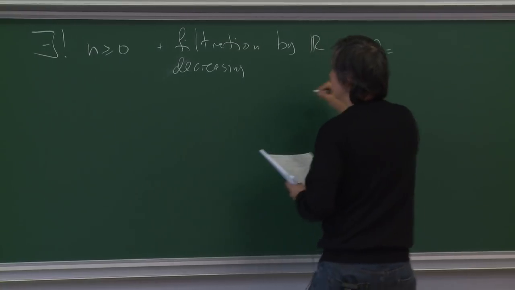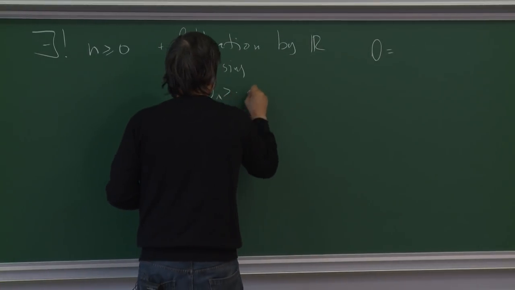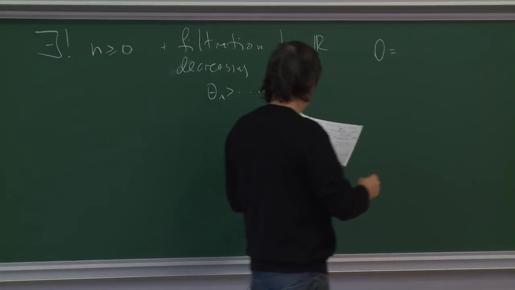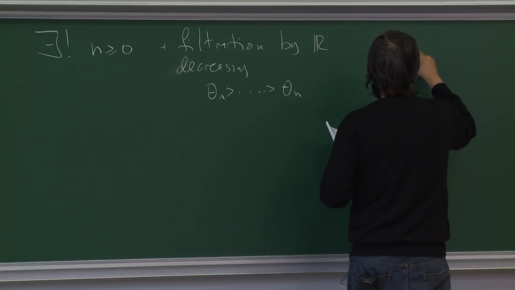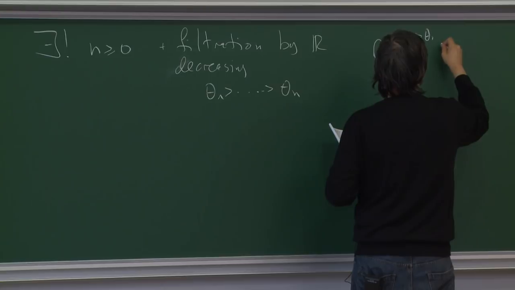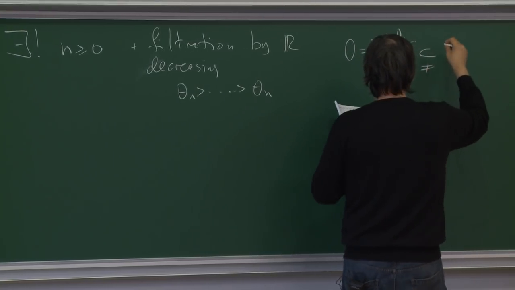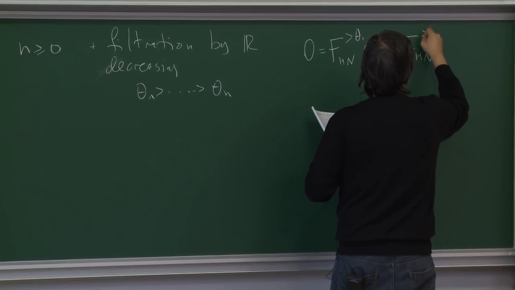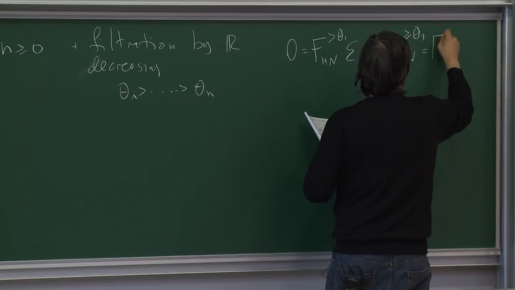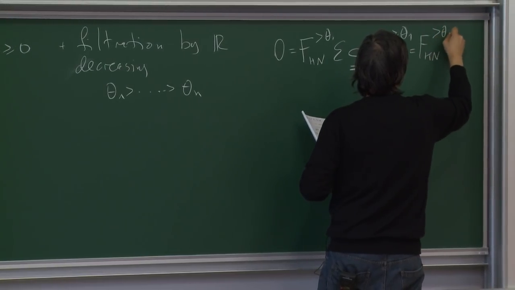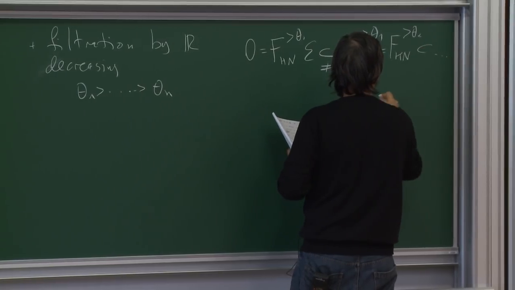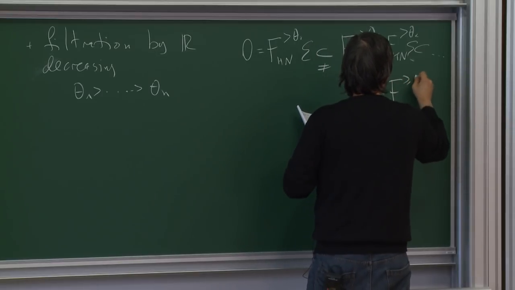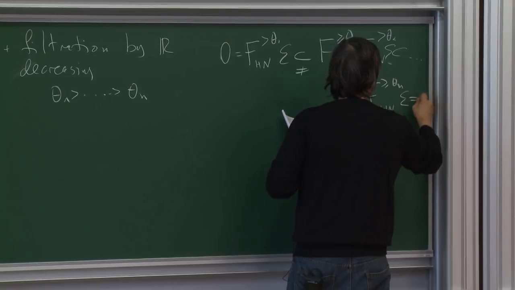So we write the following. We get zero, and then we get n numbers where we get a non-trivial jump. Sigma 1 is strictly bigger than sigma 2, and so on, down to sigma n. The filtration starts with F_{>sigma_1}^{HN}(E) equal to zero, then F_{>sigma_2}^{HN}(E), and the last part is F_{>sigma_n}^{HN}(E), which is equal to E.